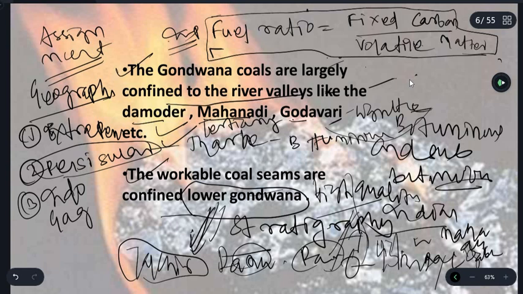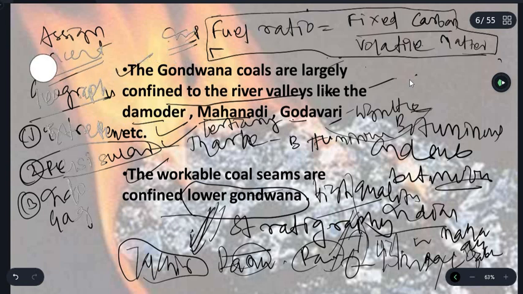The fuel ratio, as Dinesh talked about, means the carbon content will be high, the hydrogen content will be low, and the energy produced is high. That is the only meaning of the fuel ratio: fixed carbon over volatile matter. So what do you mean by fixed carbon? Can anyone tell me?